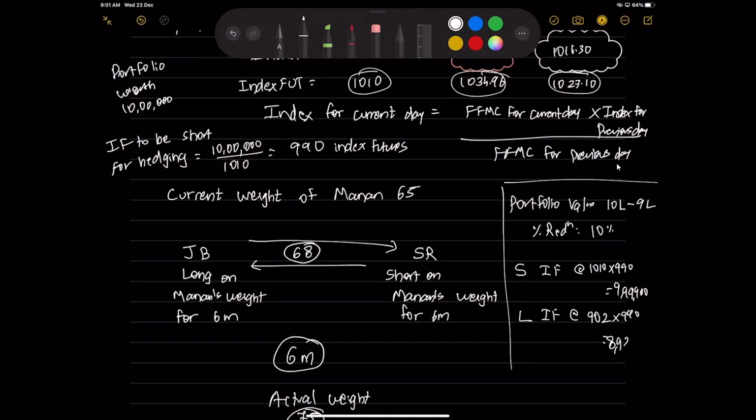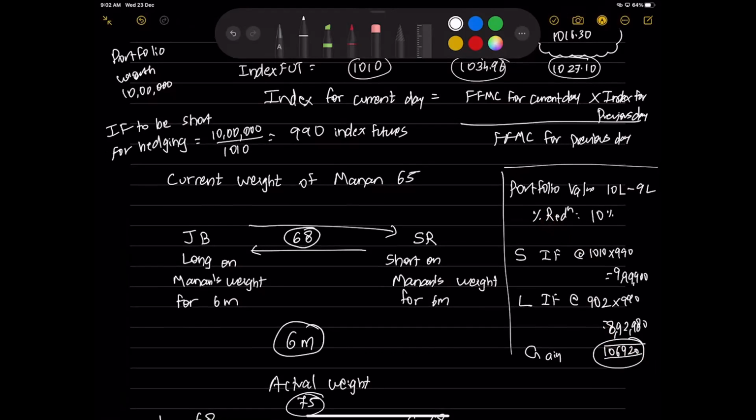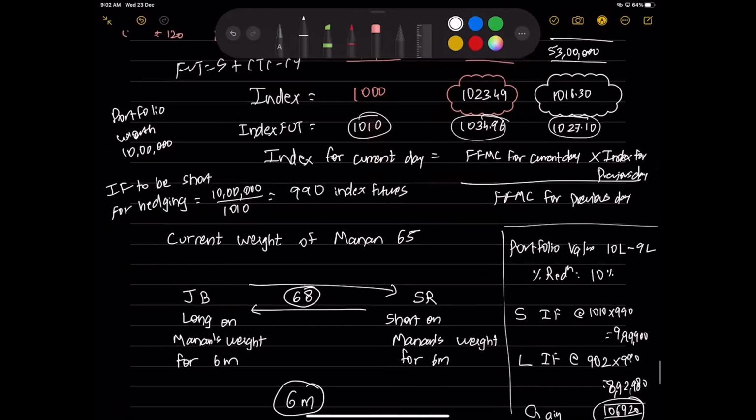This becomes 8,92,980. And here there is a gain for us, which is 1,06,920. How much loss was there in your actual portfolio of three stocks? What was the loss in your actual portfolio? 1 lakh. So can I say that the 1 lakh loss is offset by the gain over here? In this way, you can definitely hedge your portfolio by taking index futures.